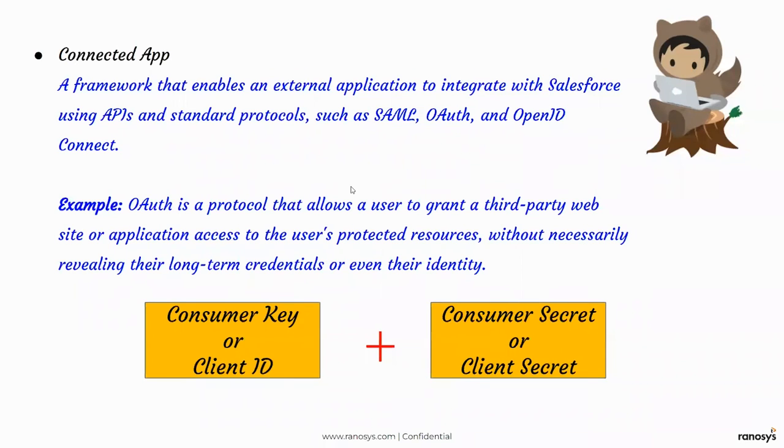So these two things, consumer key and consumer secret, we get from the connected app, or we can say client ID and client secret. These two names are used interchangeably. We get these things from the connected app and we need to share these with NetSuite. So whenever NetSuite calls our API, they need to pass this consumer key and consumer secret to us. And on receiving them, we'll consider their request as an authenticated request and allow them to access our resources.